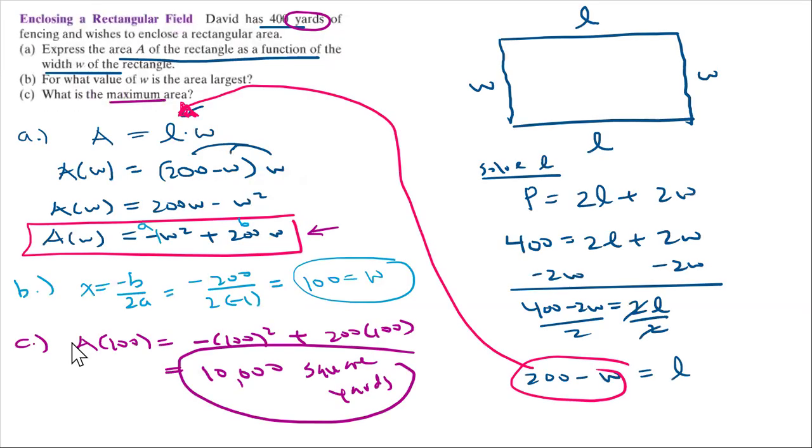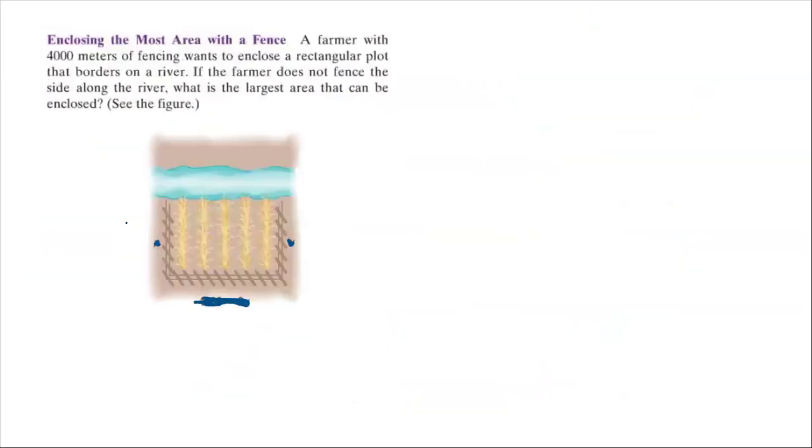Okay, it says enclosing the most area with the fence, a farmer with 4,000 meters of fencing wants to enclose a rectangular plot that borders on the river. If the farmer does not fence the side along the river, what is the largest area that can be enclosed? In the previous problem we were using all 4 sides, but in this case, it's only using 3 sides, because the farmer does not fence the side along the river. So we're not using this here.